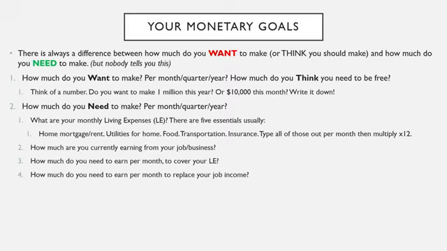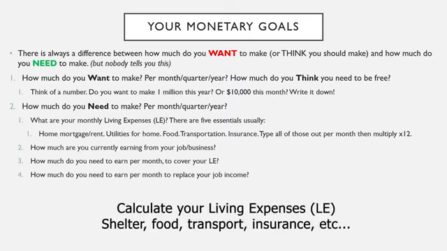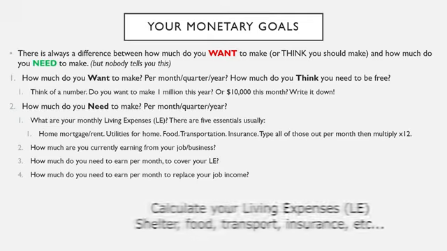So first, what are your monthly living expenses? There are usually 5 essentials: home, like your mortgage or your rent, utilities for home, food, transportation, insurance. So those are all the expenses you can have.